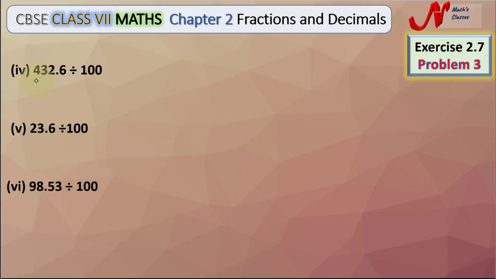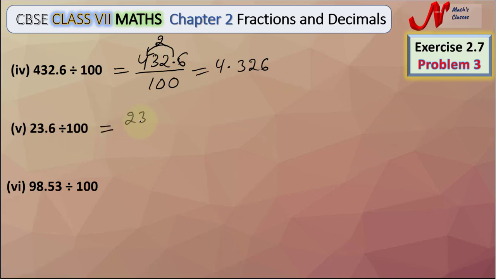Now we find the value of 432.6 divided by 100, which can be written as 432.6 by 100. In the denominator we have 2 zeros, so we shift the decimal point to the left by 2 places. So it can be written as 4.326. Next we find the value of 23.6 divided by 100. So it can be written as 23.6 by 100. In the denominator we have 2 zeros, so we shift the decimal point to the left by 2 places.